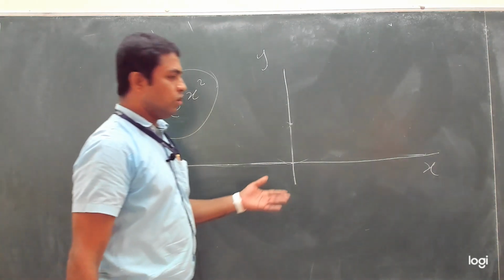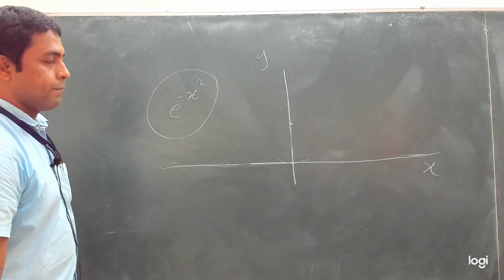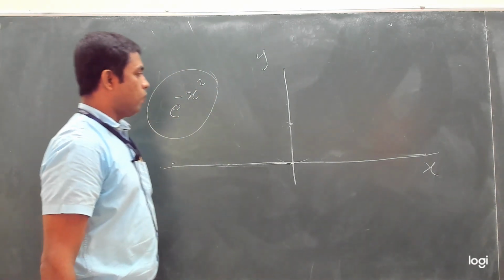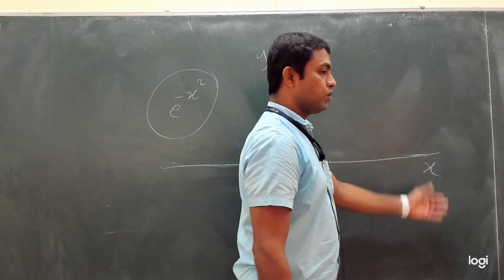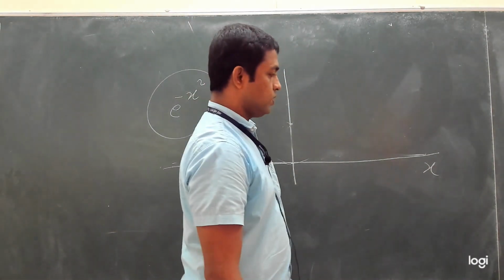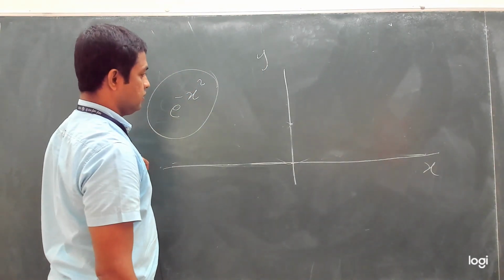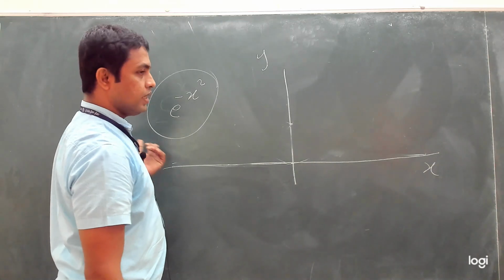What is the value at x equal to 0? 1. And at x equal to plus infinity? It goes to 0. And at minus infinity? Again 0. And is there a maxima or minima?